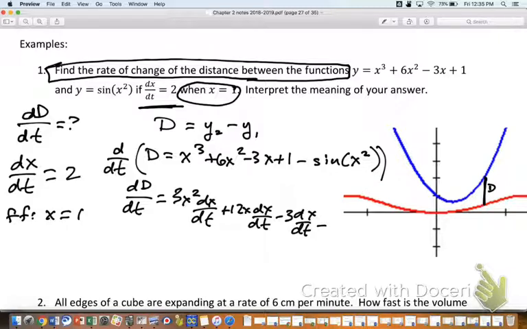And then finally, I'm going to have to squeeze this under the graph. What is just the basic rate of change of sine? Cosine. So it's going to be minus cosine of x squared. But then I'm going to have a pretty involved chain rule factor. 2x times dx/dt.